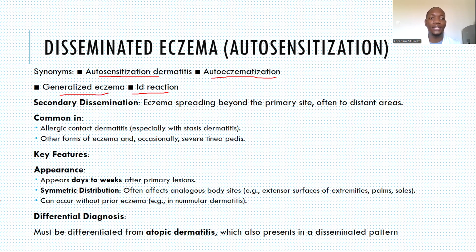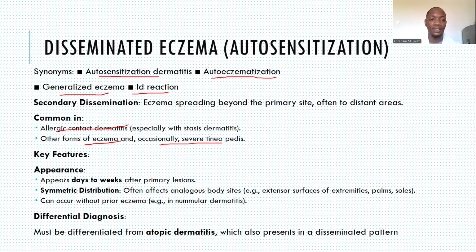So commonly we see it in patients who get allergic contact dermatitis, and it will go beyond the site where the allergen came into contact with the body. And then other forms have also been seen in other infections, where you see things like severe tinea pedis, where you get an id reaction following tinea pedis or even tinea corporis, and then you get other minute discrete edematous papules, sometimes scaly, sometimes edematous. So that is what we call id reaction or auto-sensitization.